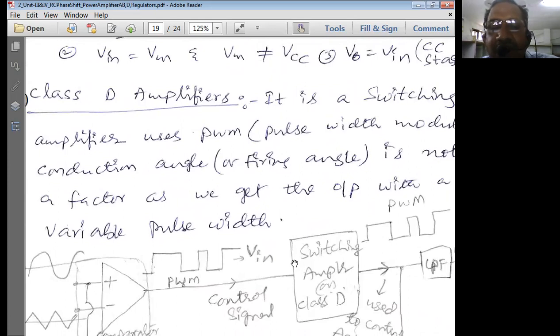So for class D, there is no firing angle for the power amplifier. Therefore, we say that the efficiency is going to be 100% here. Actually, it should not come in that place of the power amplifiers. Why? Because power amplifiers we define with respect to the firing angle. Here, firing angle is not an issue. That means the Q point is not an issue. The only issue here is the efficiency. So we get 100% efficiency in the case of the class D type of power amplifier circuit.